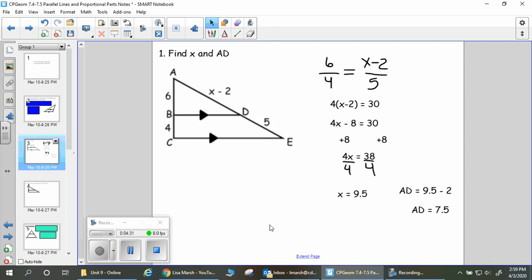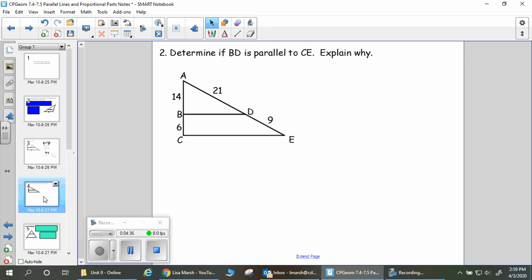Okay. If we take a look at the next one, it is asking us to determine if BD is parallel to CE. So now instead of one of these segments having, say, the letter X on it, both pieces on both sides have values. I'm going to set up the same proportion I would. So if I work down the left side, I'm looking at 14 over 6. And if we look at the right side, we're looking at 21 over 9.